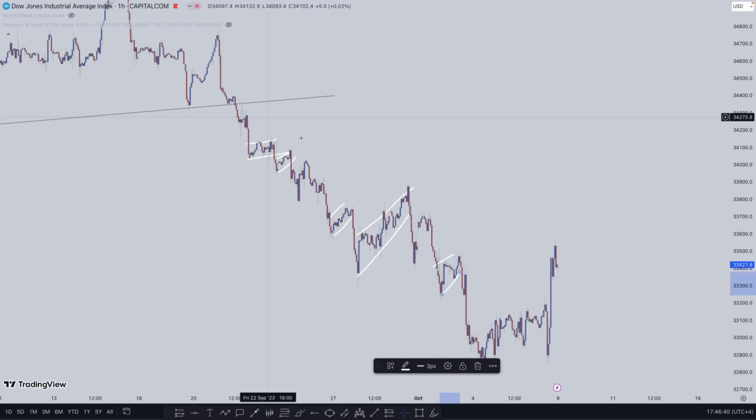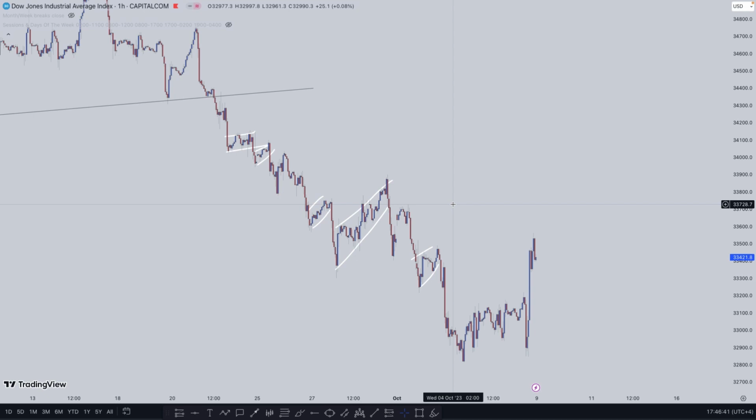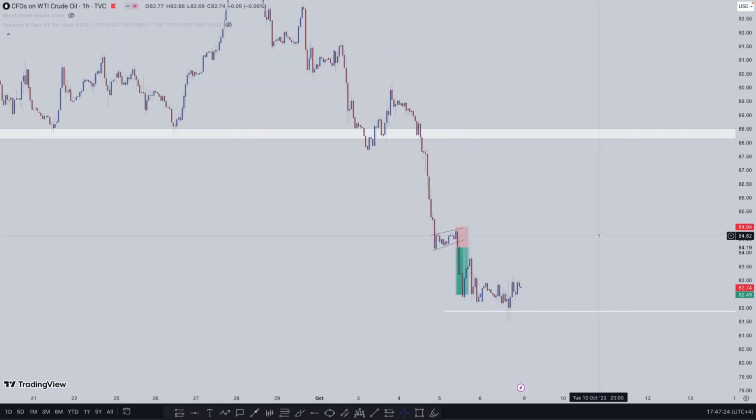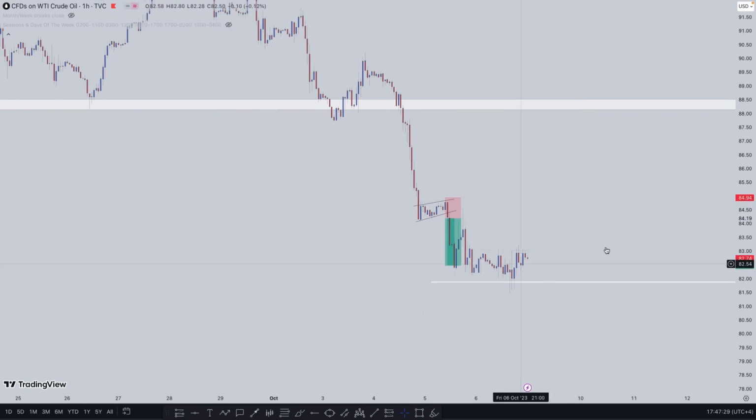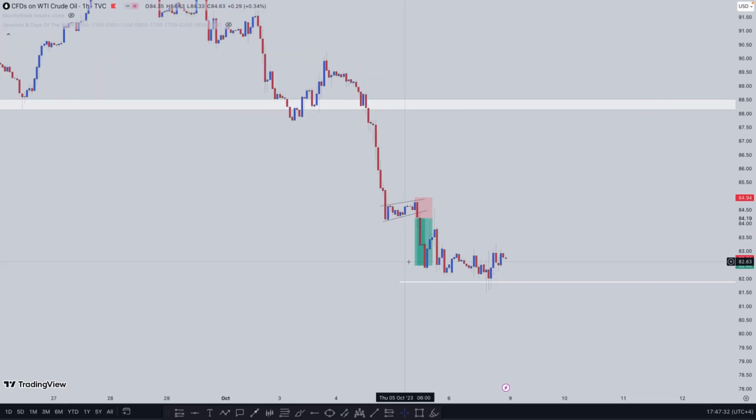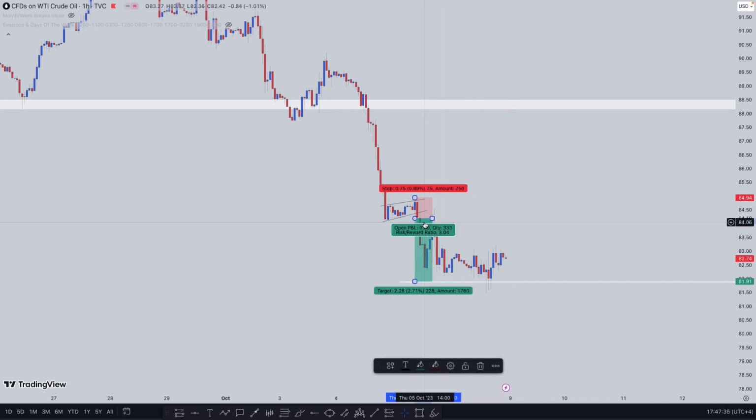So this is just a simple way of looking at the market, just by having a system that you have backtested and also mastered. This is the US oil trade that we took. This was a very simple trade. This is just an impulse correction. We just waited for the break and we caught this move to the downside, right? This was our first take profit. This was our second take profit, and I also shared this in my group.